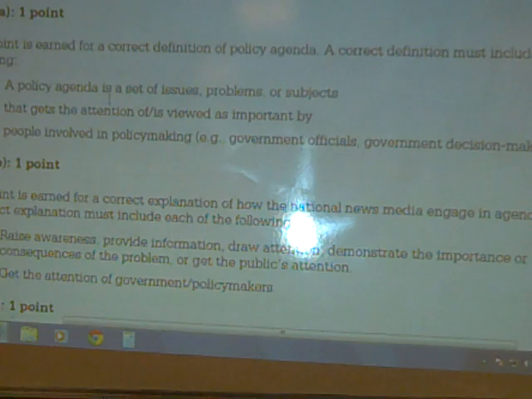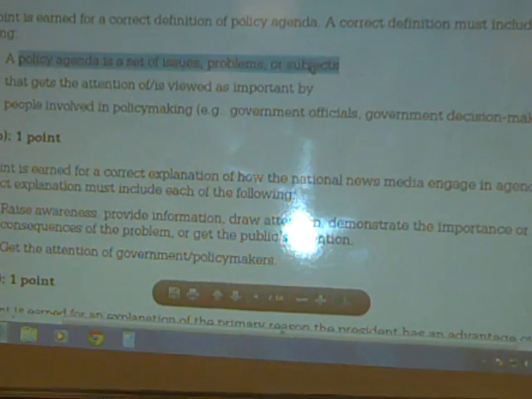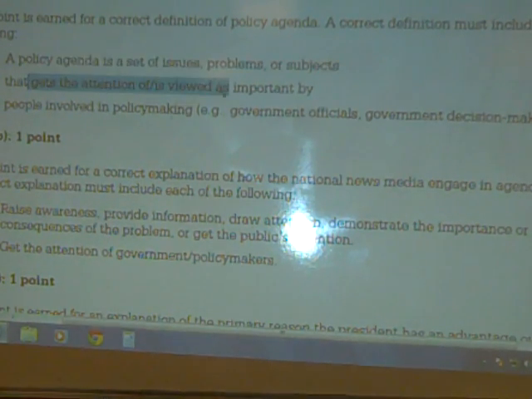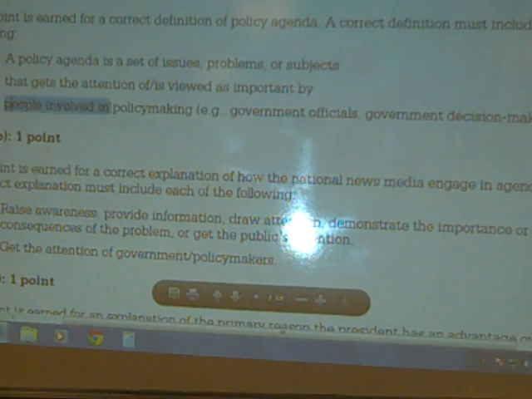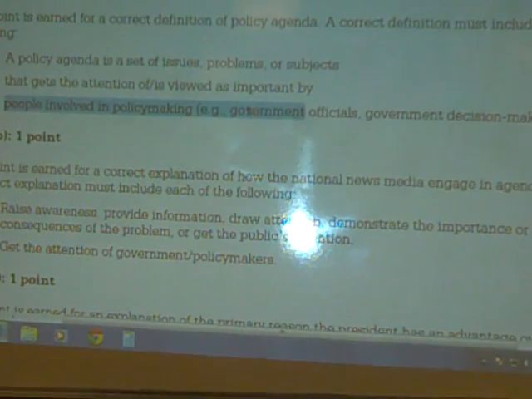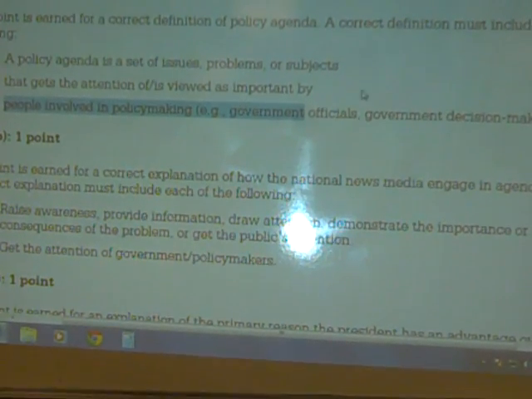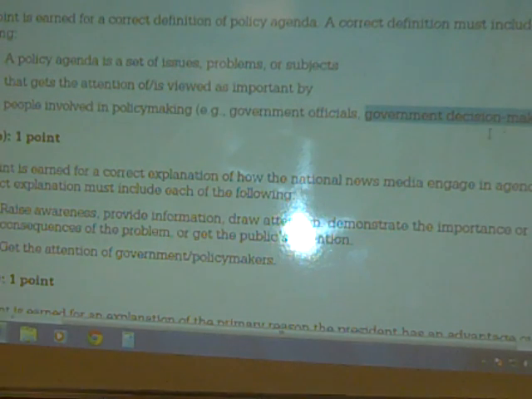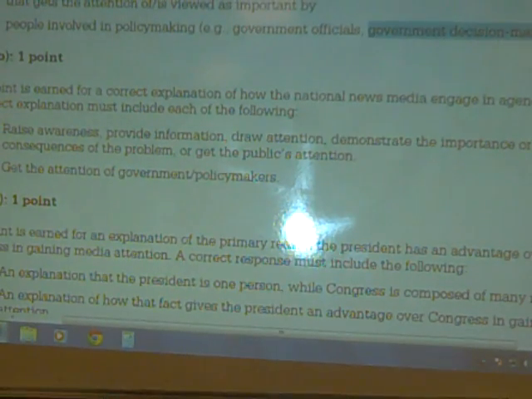All right, the first question about what is the policy agenda, hopefully I got it right. Policy agenda is a set of issues, problems, or subjects that gets the attention and is viewed as important by the people involved in policymaking. It's a list of issues important to people making policy, whether that's the government or other government decision makers. That's the same thing, right? Okay. But notice you needed all three parts to get credit for that one point. It's going to be very complete.